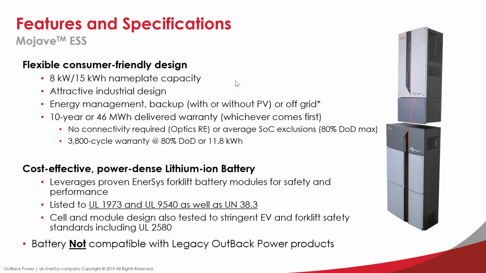And we've engineered the whole system for more energy management, as well as our traditional backup and off-grid uses. So the entire system is warranted for 10 years. The battery is 10 years or 46 megawatt hours of throughput. So whichever comes first there. At the end of that warranty, we guarantee at least 80% of the nameplate capacity.